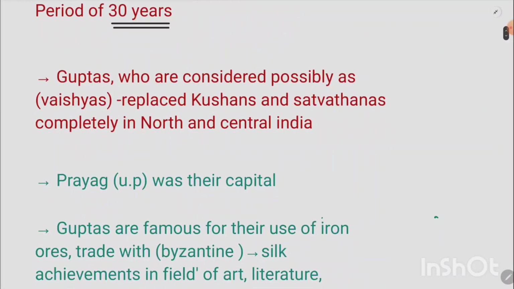Now, what was the caste of the Guptas? They were Vaishyas, and majorly they were followers of Vaishnavism, which means they were Hindus. As I told you, they replaced the Kushans and Satavahanas in both the Deccan, or central India, and northern India. This is north and this is central India. I have to show you on the map how the division was, so now it will be easily understood.